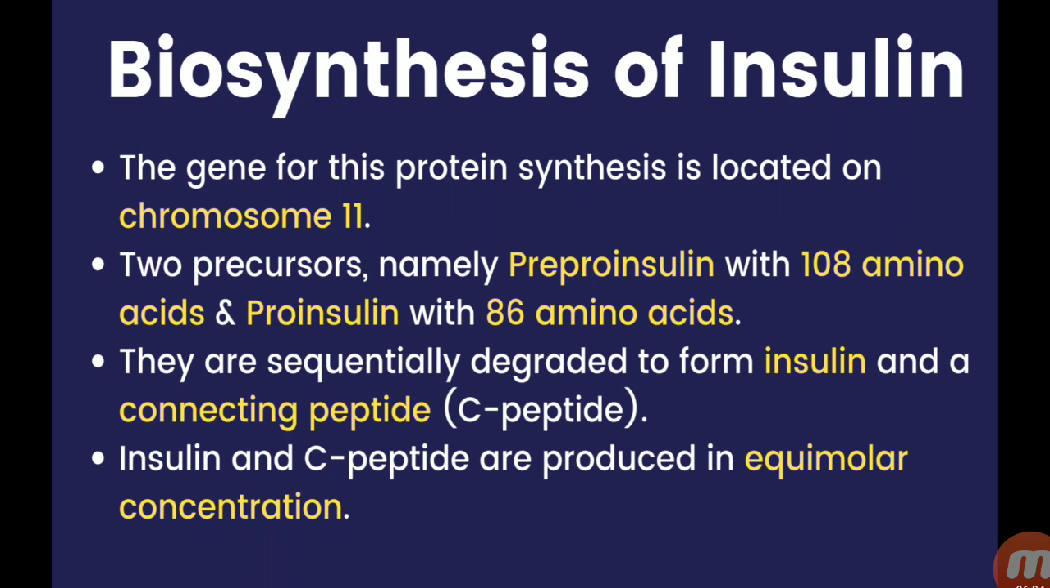Whereas C peptide has no biological activity, its estimation in the plasma serves as a useful index for the endogenous production of insulin.